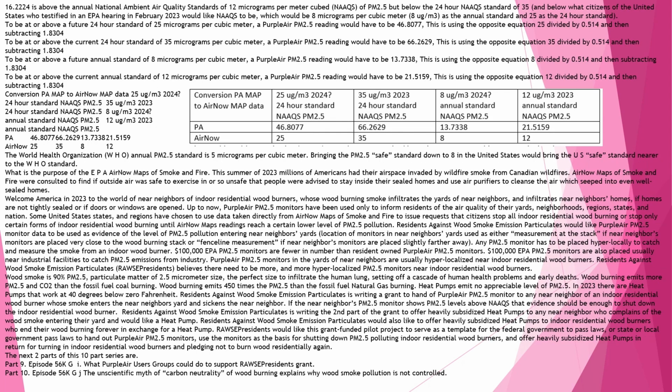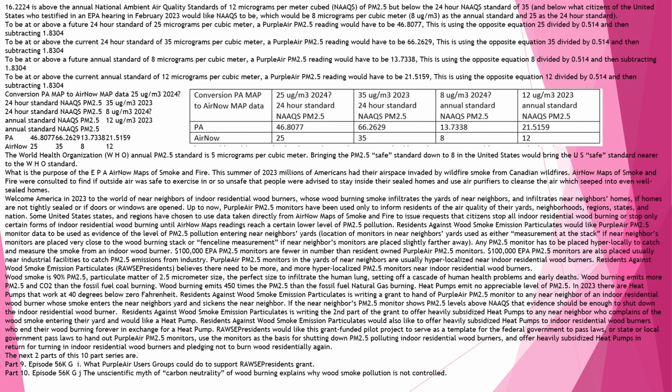16.2224 is above the annual National Ambient Air Quality Standard of 12 micrograms per meter cubed, NAAQS, of PM2.5, but below the 24-hour NAAQS standard of 35, and below what citizens of the United States who testified in an EPA hearing in February 2023 would like the NAAQS to be, which would be 8 micrograms per cubic meter, 8 µg/m3, as the annual standard and 25 as the 24-hour standard.